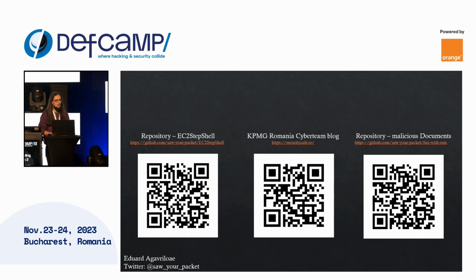Now, regarding links, we have the repository for EC2 Steal Shell. We have the blog from my team, where my colleagues and I are writing research at securitycafe.ro. And we also have the repository with malicious documents, where you can find all the payloads I presented and much more.